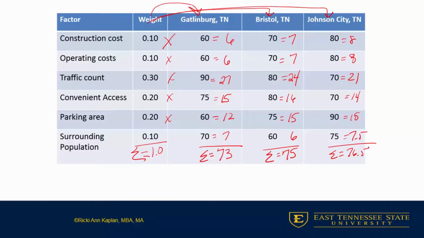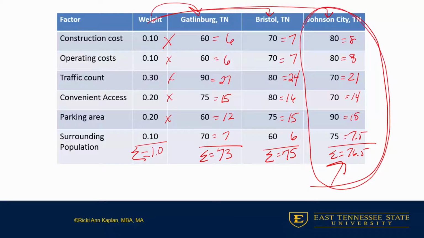Which one then satisfies what Pueblo was looking for the best? Well, based on these three numbers, who has the highest? Johnson City. So Pueblo should look to Johnson City and build in Johnson City.